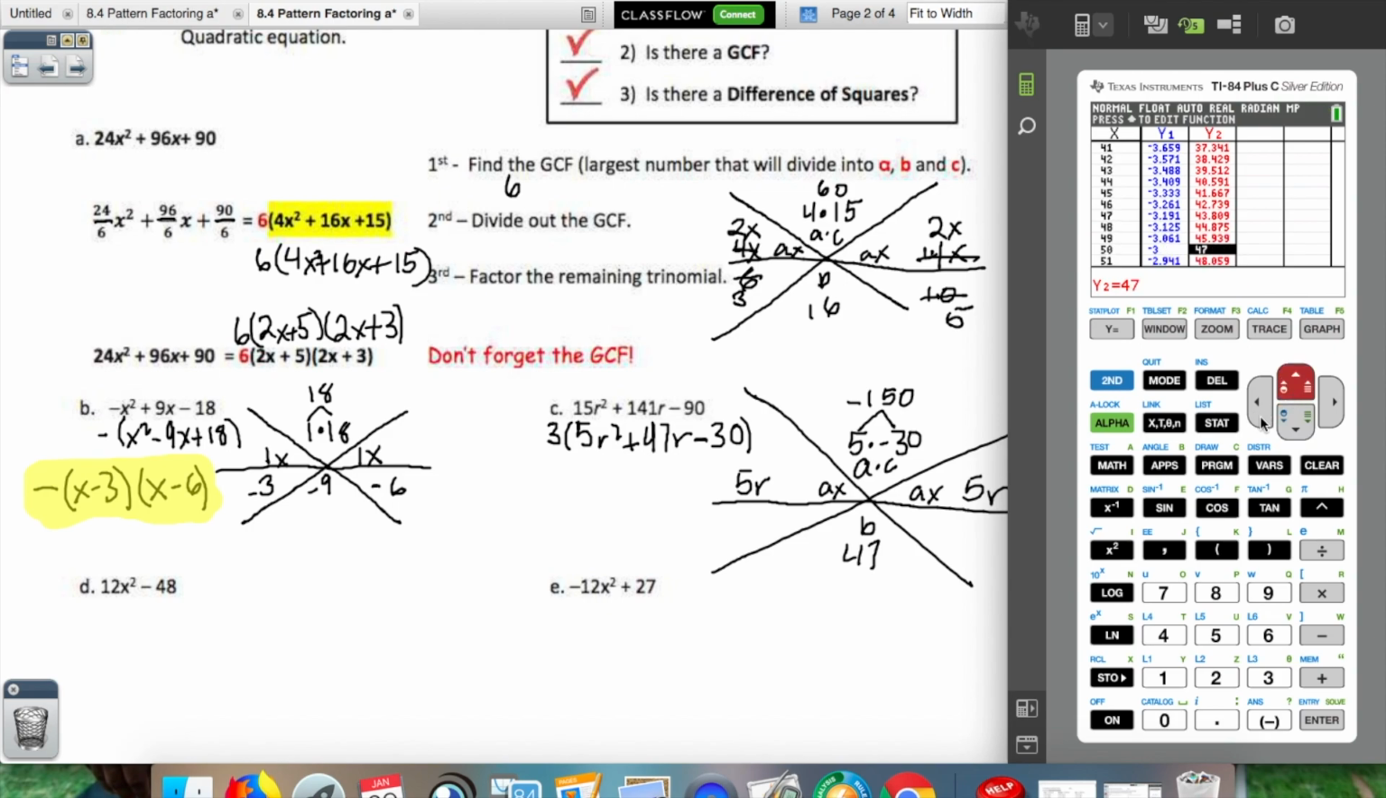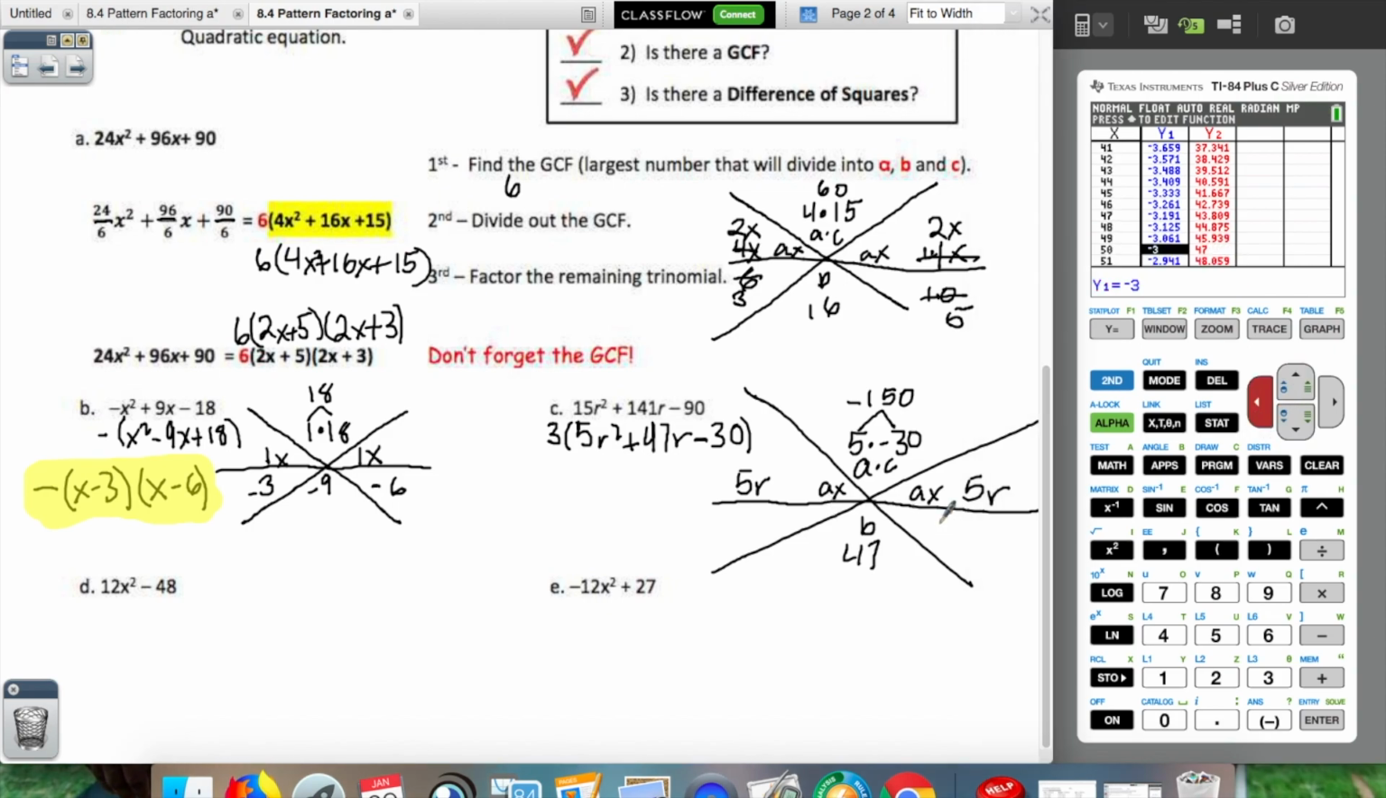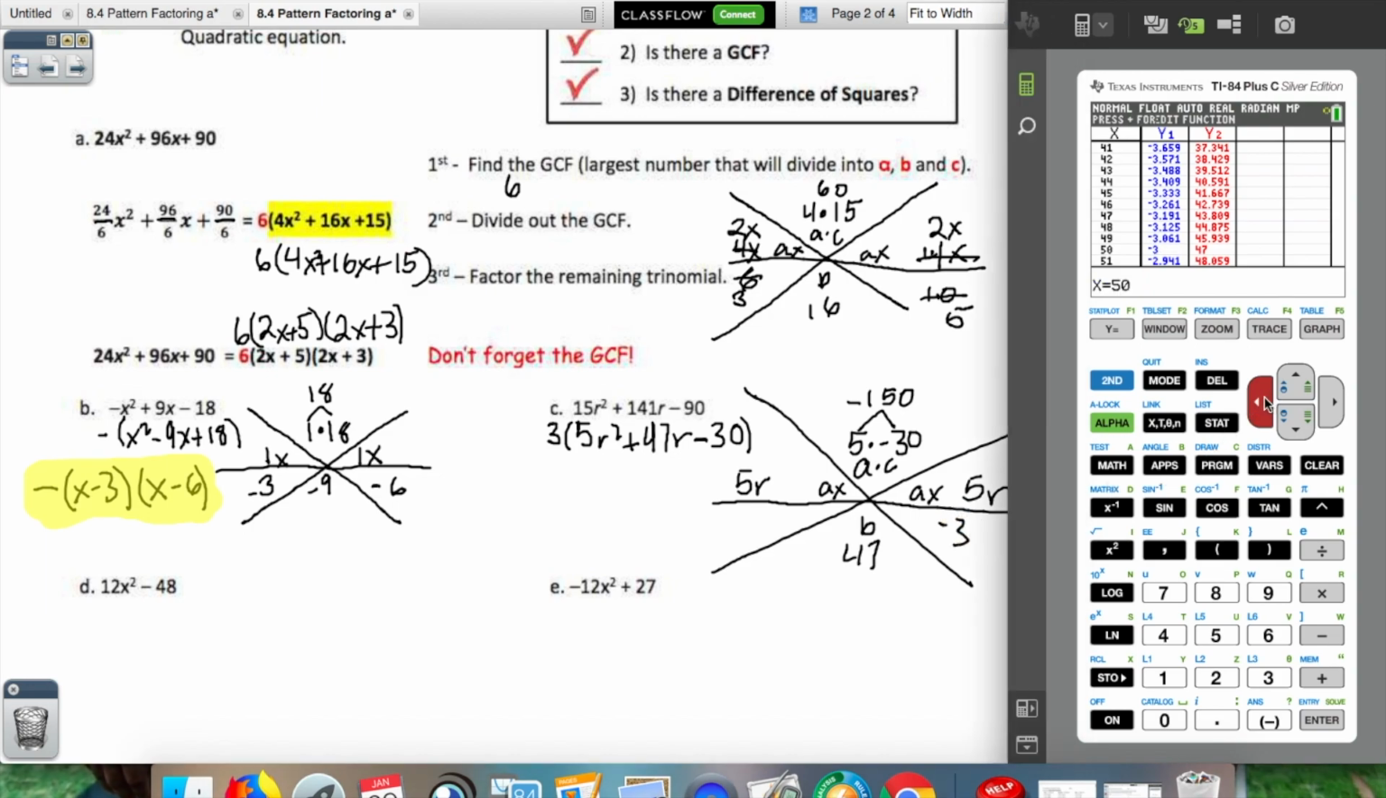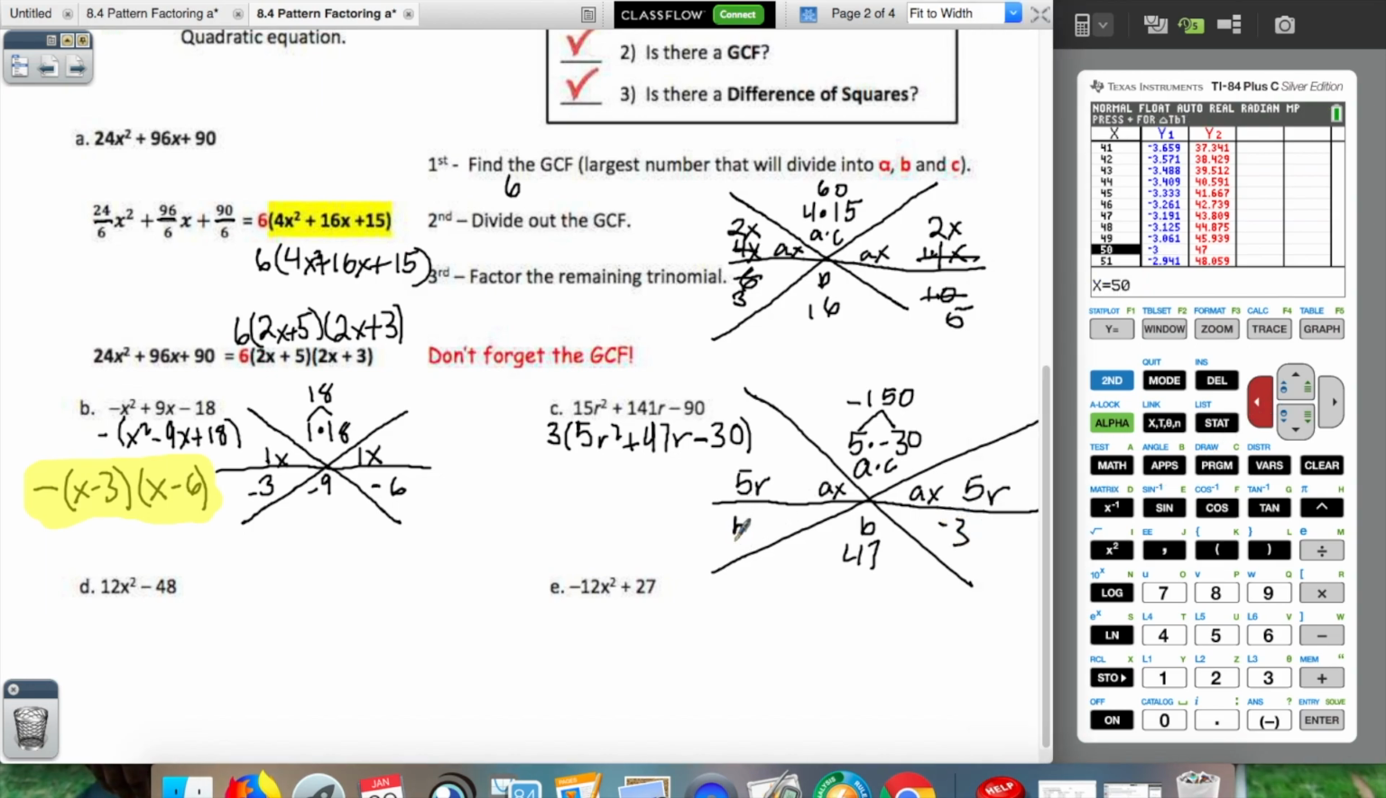Ah, there it is, almost past it. So what numbers do we have? We got negative 3, and we got 50. So let's see if we have anything that can simplify. Can we simplify 5r and 50? Yeah, 5 will go into both of those.